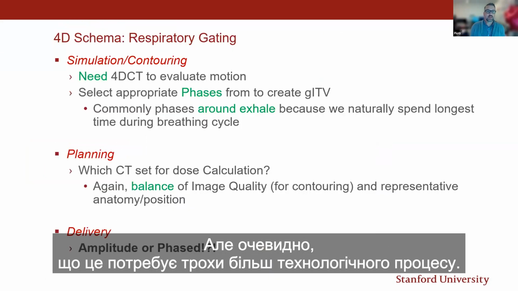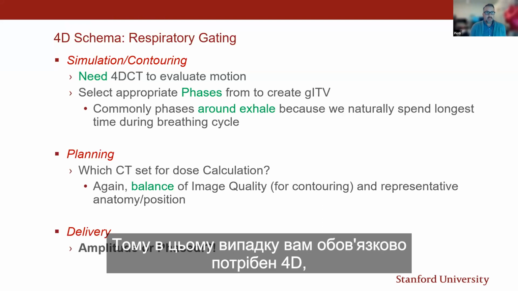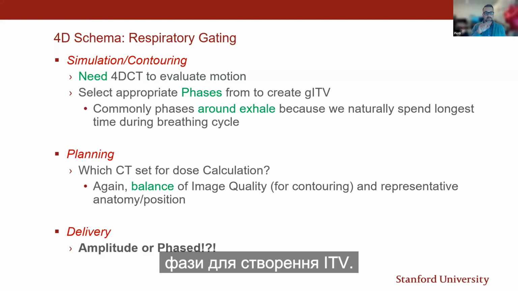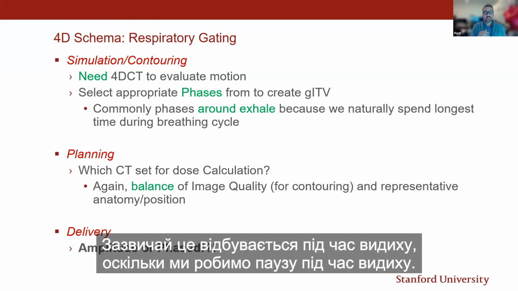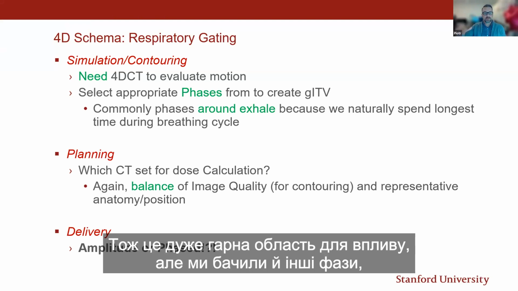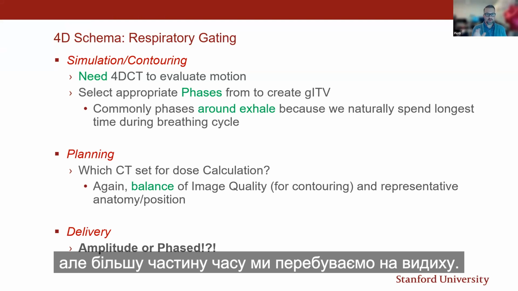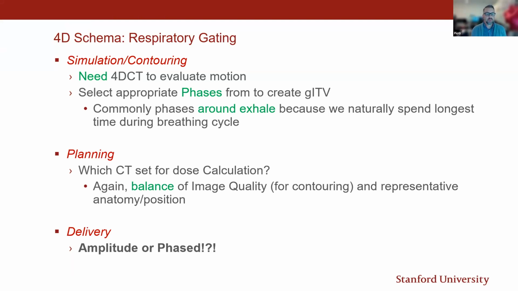But obviously this needs a little bit more technological process. In this case, you absolutely need a 4D CT, because you have to evaluate the motion of that tumor relative to its phases and determine appropriate phases to create your ITV on. Commonly, this is around exhale, because naturally we pause during our exhale. So it's a very nice area to target. But we've seen other phases, maybe inhale, or for whatever reason. It's very rare, but most of the time we're in an exhale.